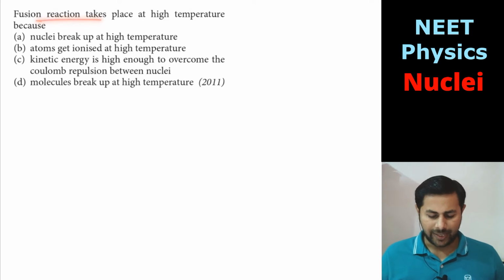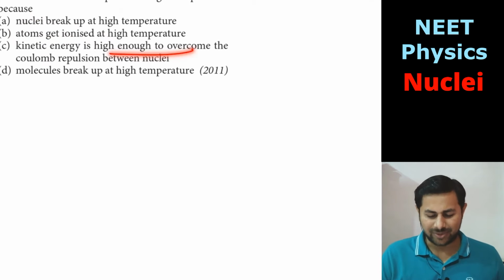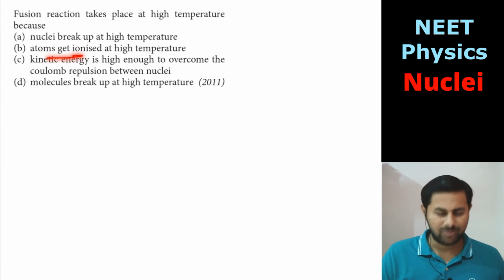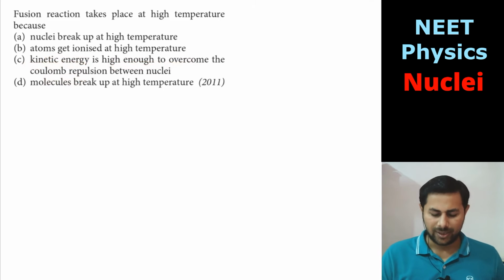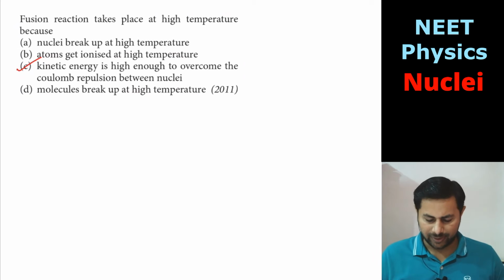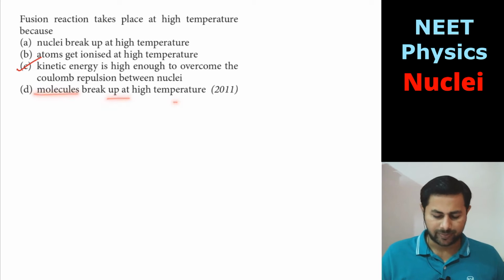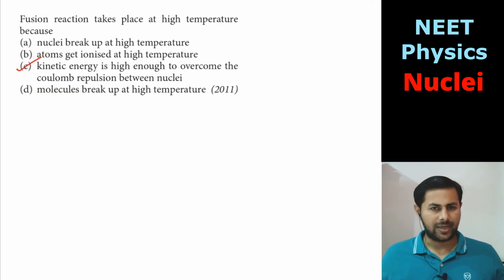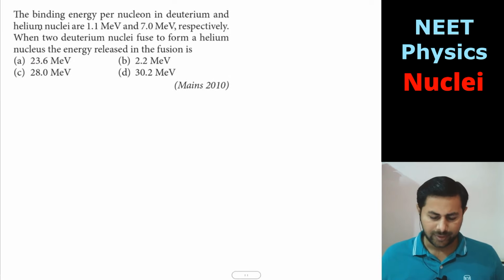Fusion reaction takes place at high temperature because we had seen the reason for this at the beginning only. The nuclei break up at high temperature. Atoms get ionized at high temperature. That is also true, atoms get ionized, but that's not the reason for fusion reaction. Kinetic energy is high enough to overcome the Coulomb repulsion between nuclei. This is the reason. Molecules break up at high temperature, but the reason is that kinetic energy is high enough to overcome the Coulomb repulsion. So this is simple. Let's see the next one.